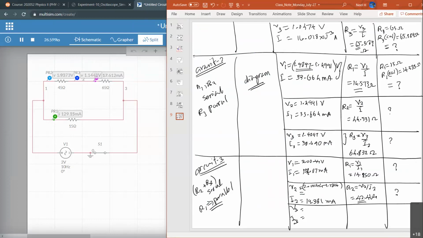Then the voltage across resistor 3, you don't need to remeasure, that's already there, 1.1814. Current passing through that, you already have 19.381 milli. Then you take the ratio between them, 1.1814 divided by 19.381 times 10 to the power minus 3. So that will give you 60.95.